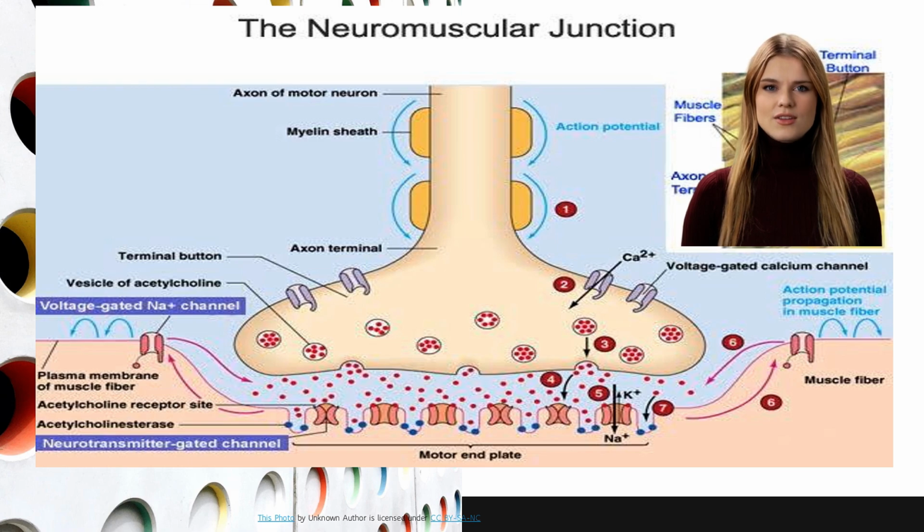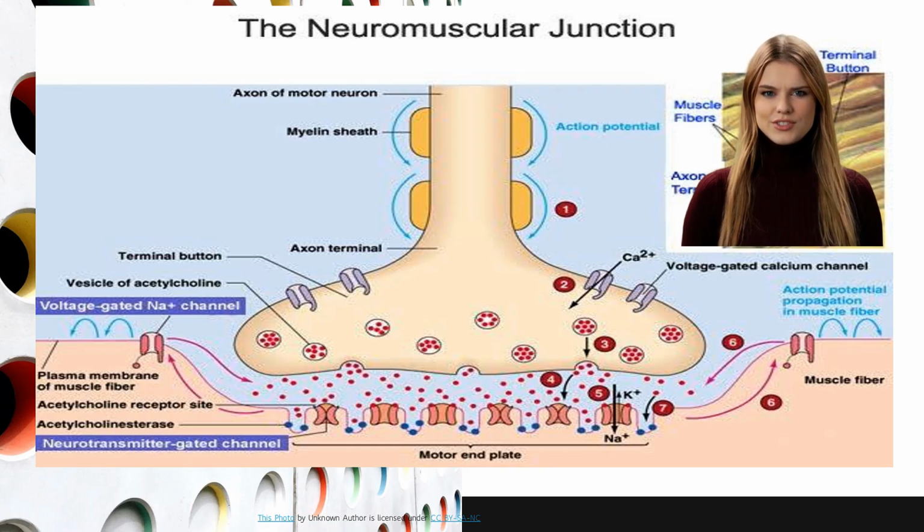In this diagram, the enlarged end of the neuron is called the axon terminal, sometimes referred to as the terminal button. Inside the axon terminal are many small membrane-bound sacs called vesicles. These vesicles are filled with a neurotransmitter called acetylcholine. On the muscle side of the junction is a specialized region of the muscle membrane called the motor end plate. This area contains a high concentration of receptor proteins.